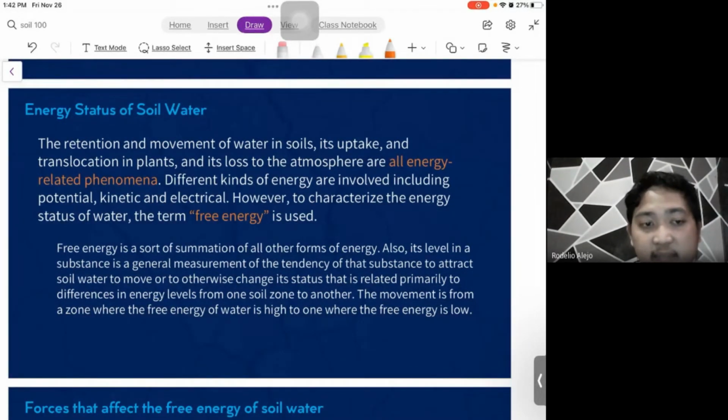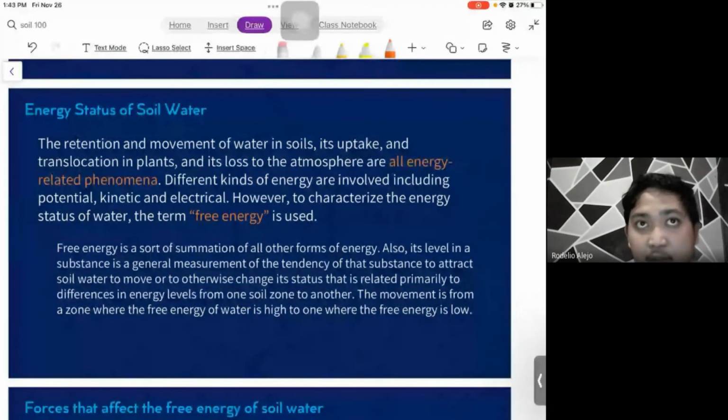Also, its level in a substance is a general measurement of the tendency of that substance to attract soil water, to move, or to otherwise change its status, related primarily to differences in energy levels from one soil zone to another. The movement is from a zone where the free energy of water is high to one where the free energy is low. So ang movement ng water natin is from high free energy to low free energy.